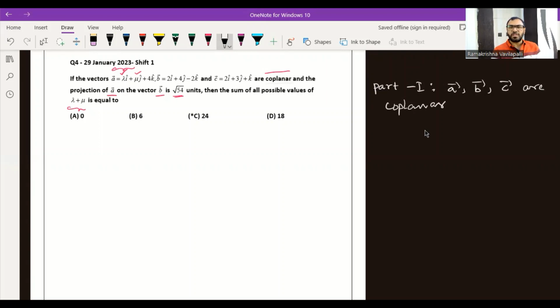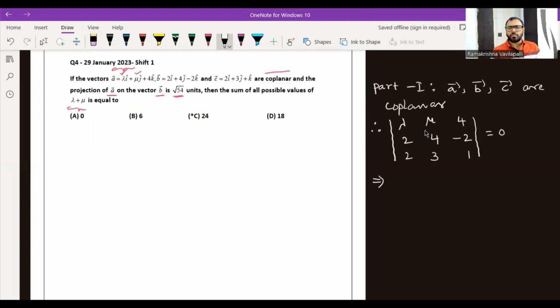Are coplanar, right? So therefore, the determinant of the first vector: lambda, mu, and 4. Second vector: 2, 4, minus 2. Third vector: 2, 3, 1. So we just expand the determinant. We will get a relation between lambda and mu, an equation in terms of lambda and mu.